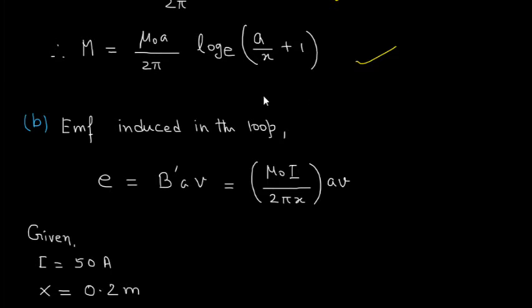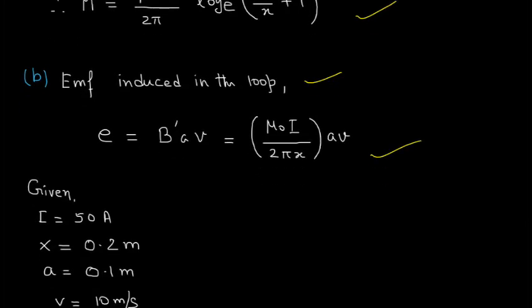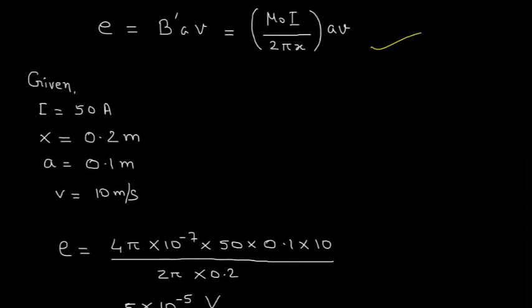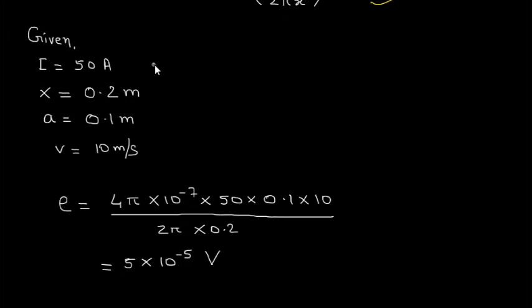Now E is the EMF induced in the loop. So E is equal to B dash a v, which is equal to mu naught I upon 2 pi x times a v. Given I is equal to 50 ampere, x is equal to 0.2 meter, a is equal to 0.1 meter, v is equal to 10 meter per second, and putting all these values we get the value of E as 5 into 10 to the minus 5 volt.